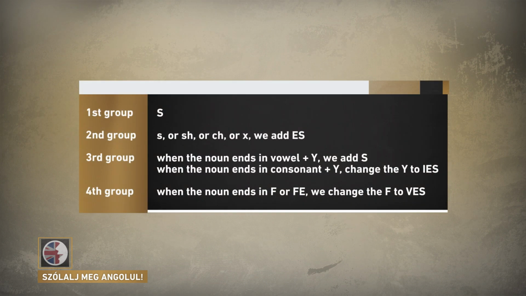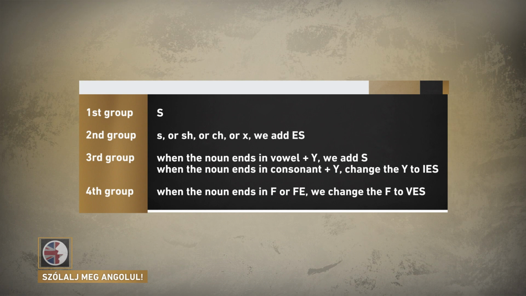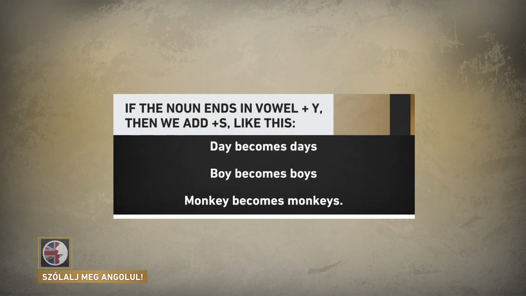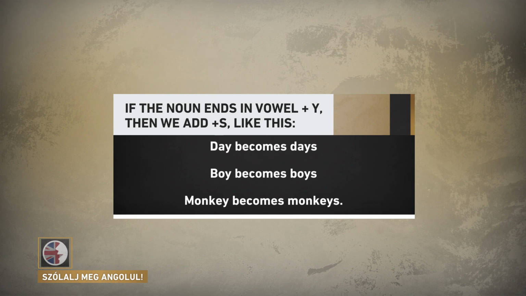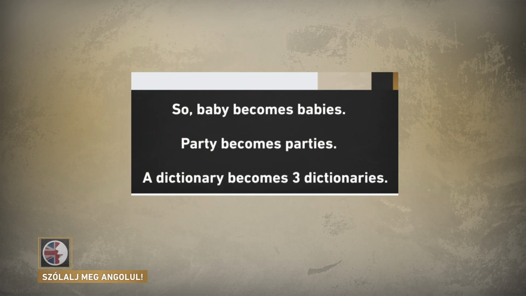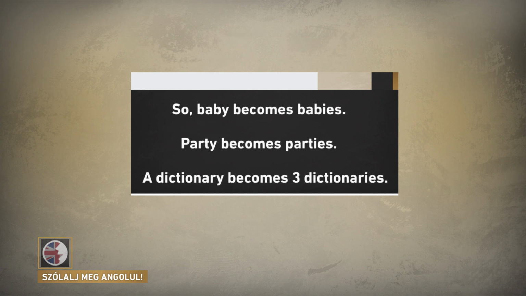Group 3 is nouns which end in y. If the noun ends in vowel plus y, then we add s to the end to make the noun plural. So boy becomes boys, and monkey becomes monkeys. If the noun ends in consonant plus y, then we change the y to ies when we make the noun plural. So party becomes parties, and pastry becomes pastries.